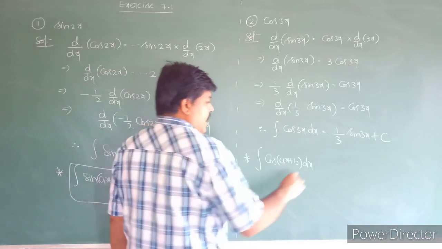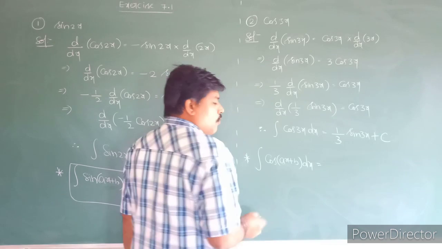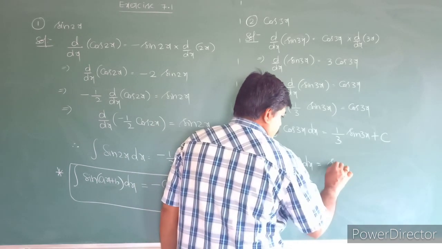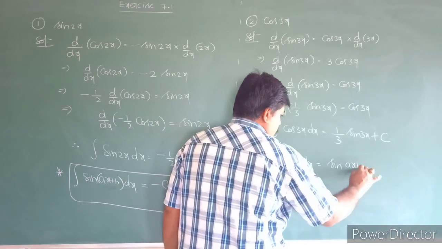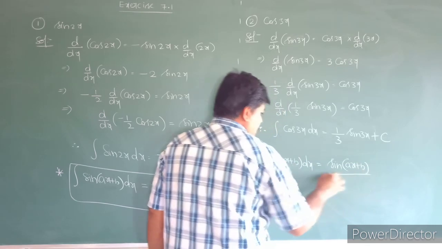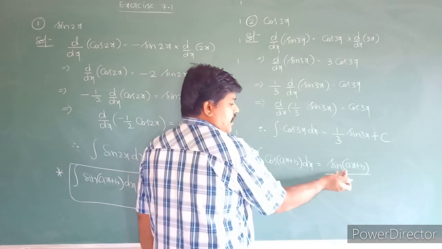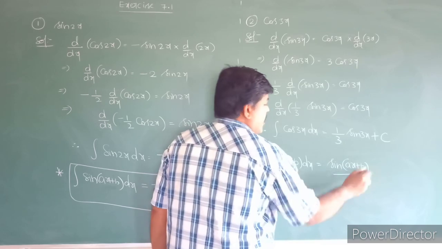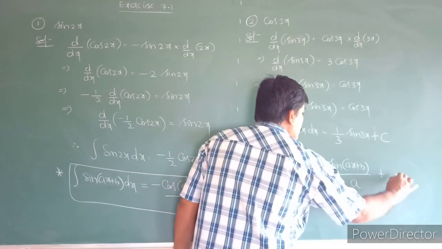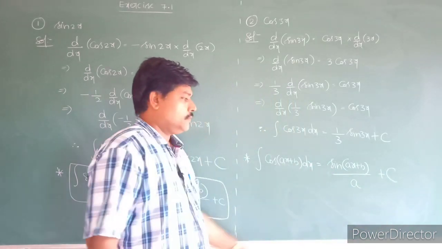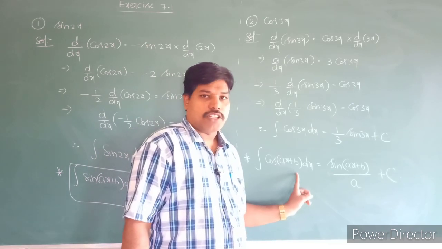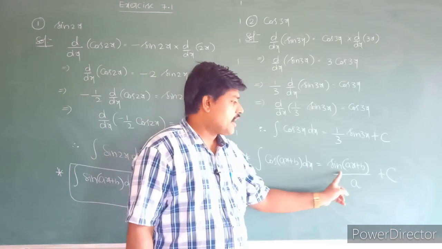Integral of cos of ax plus b into dx is equal to what? That is nothing but sine of ax plus b. Cos integral is a sine, and ax plus b derivative is a. So the integral of cos of ax plus b is nothing but a sine of ax plus b.